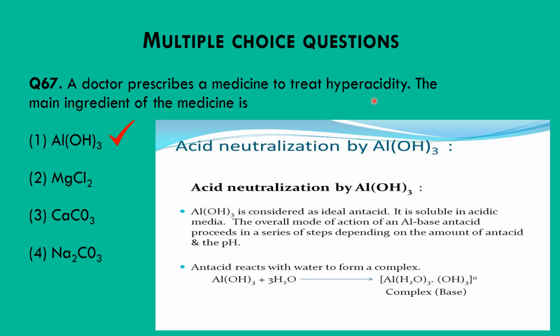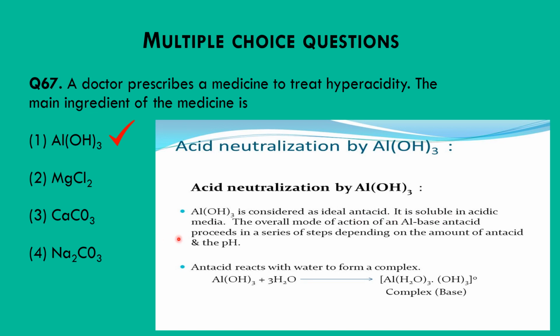When acid reacts with base, you will get salt and water. That is, in this type, the acid gets neutralized. Here in detail we will see acid neutralization by aluminum hydroxide, how it gets neutralized. Aluminum hydroxide is considered an ideal antacid. Already I told you it will act as a base.